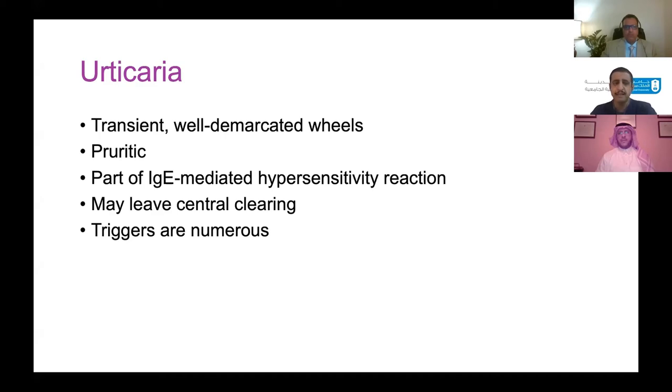There is a serious disease that can present with urticaria, what we call it, and septic and anaphylactic shock. So very usually they present with systemic manifestations like shortness of breath, could be vomiting, diarrhea, as well as a decrease in the blood pressure, and could be comatose as well. So it's a spectrum of allergy, but usually urticaria is limited to the skin. Other systems are not involved.